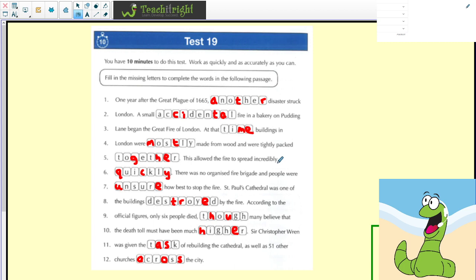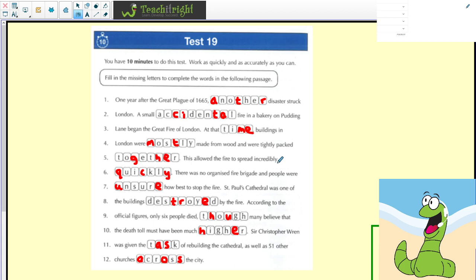One year after the Great Plague of 1665, another disaster struck London. A small accidental fire in a bakery on Pudding Lane began the Great Fire of London. At that time, buildings in London were mostly made from wood and were tightly packed together. This allowed the fire to spread incredibly quickly. There was no organised fire brigade and people were unsure how best to stop the fire. St Paul's Cathedral was one of the buildings destroyed by the fire.